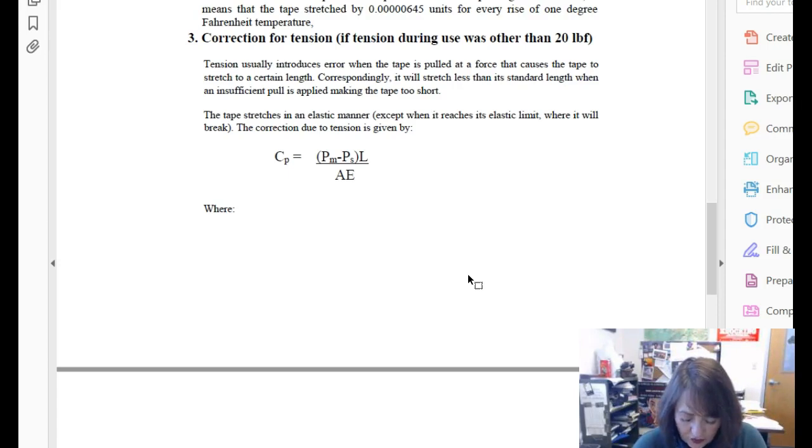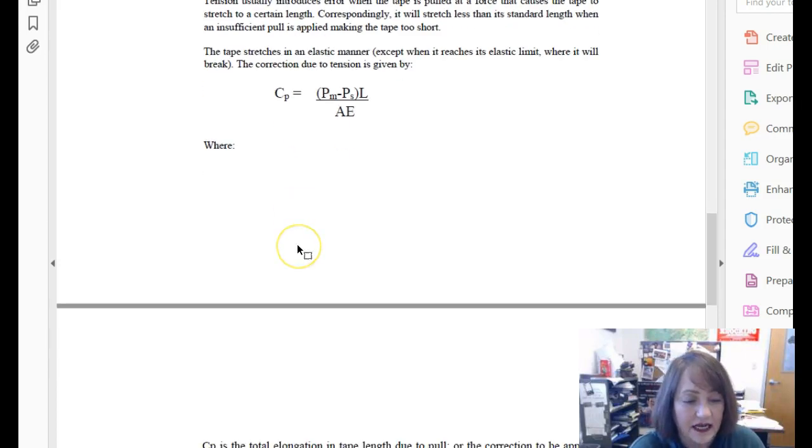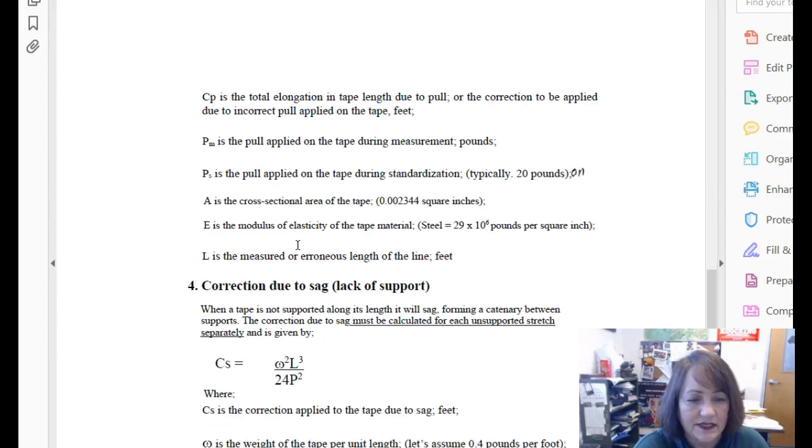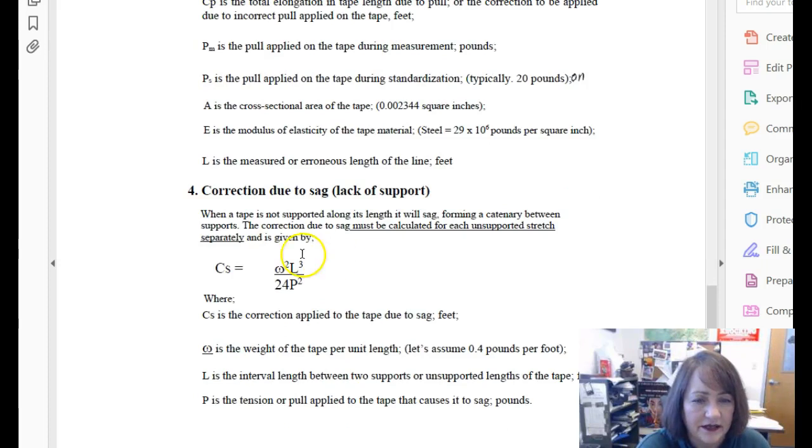All right, so the third one that we need to deal with is the sag. Some people get this confused and think about tension and sag. Now, if you support the tape throughout, in other words, if you lay the tape on the ground, you will still have a correction for temperature, but you will not have a correction for sag. Sag is technically called a catenary.